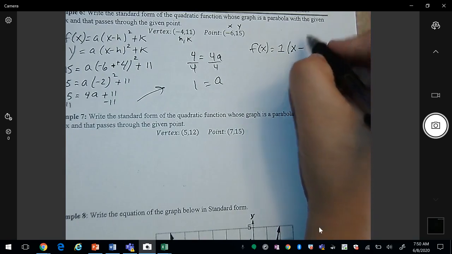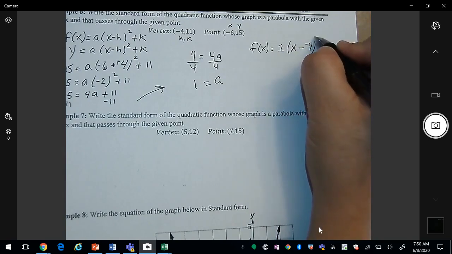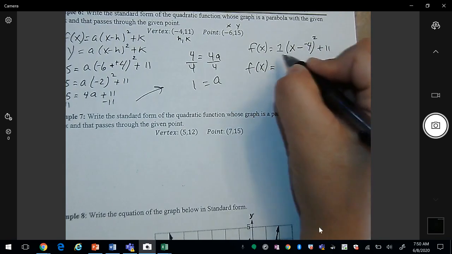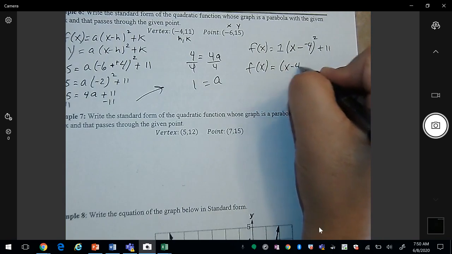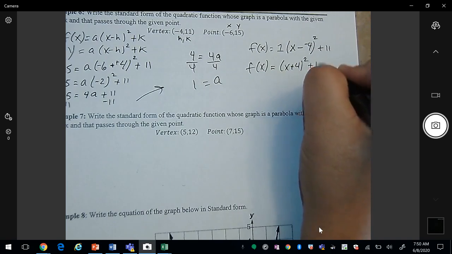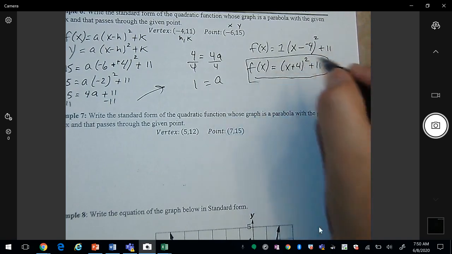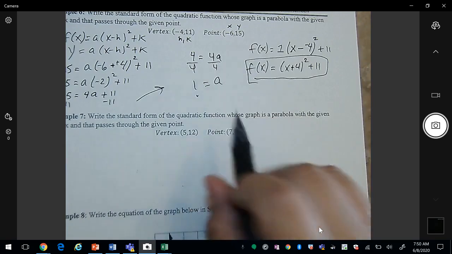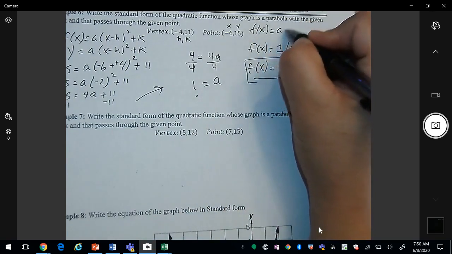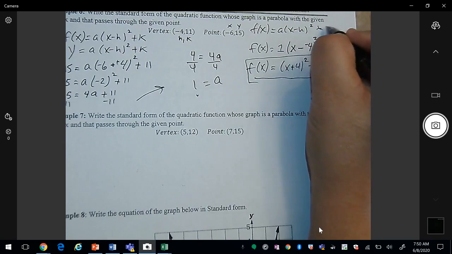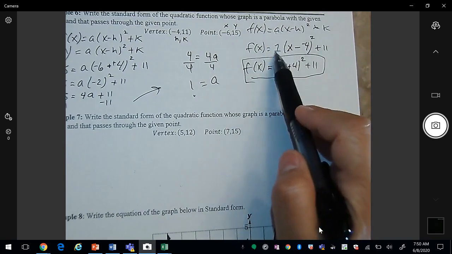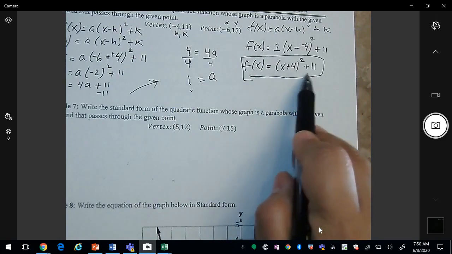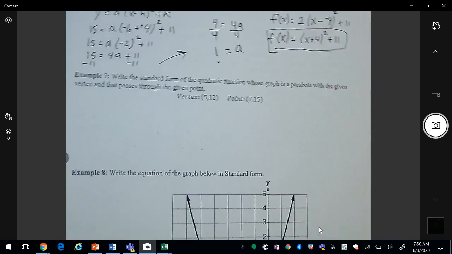X minus your vertex, which is -4, squared plus 11. I don't need to write the 1. Negative negative is positive. And so this would be your equation. So after finding a, we come back to the general form. We plug in our a, which was 1, and then our h and k is what's given here. So we plug that in and simplify. So that's our equation. Let's try another one.